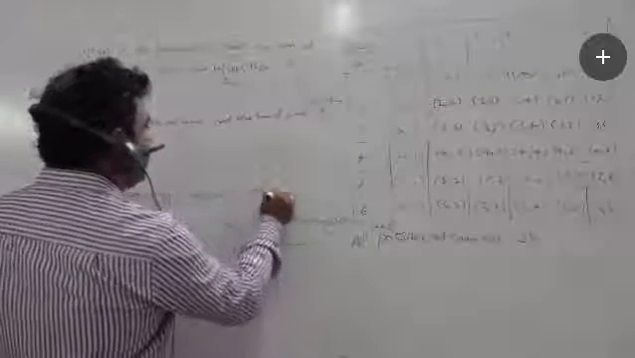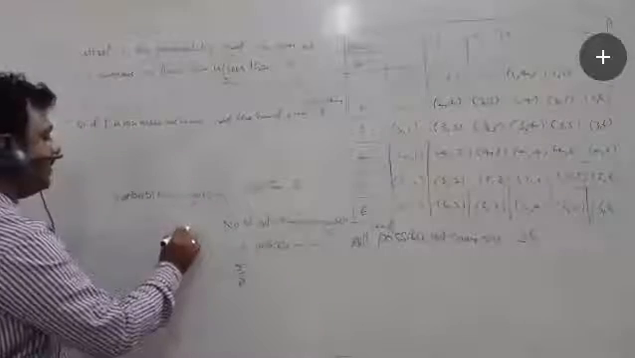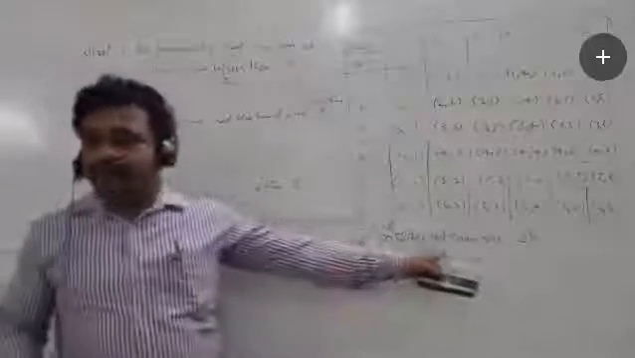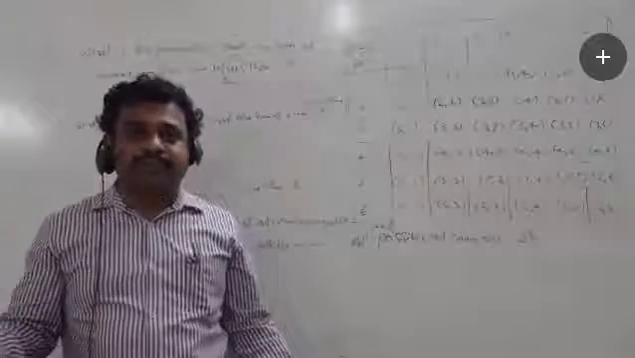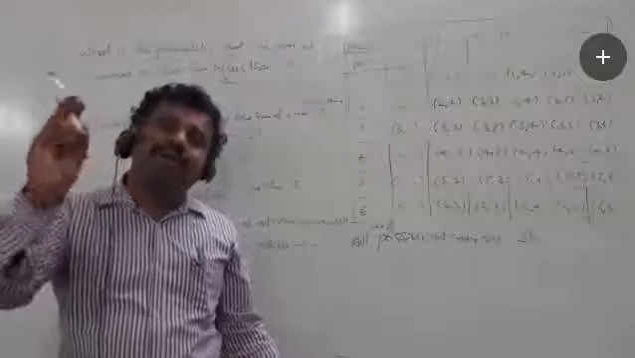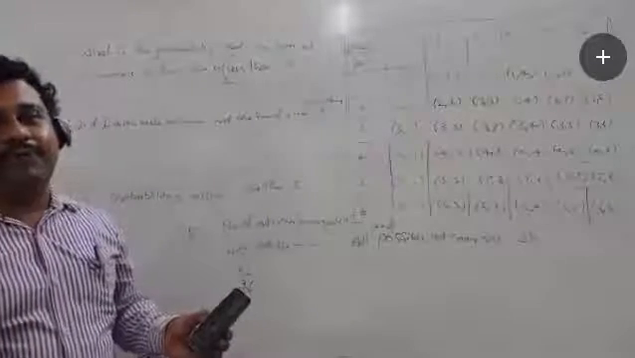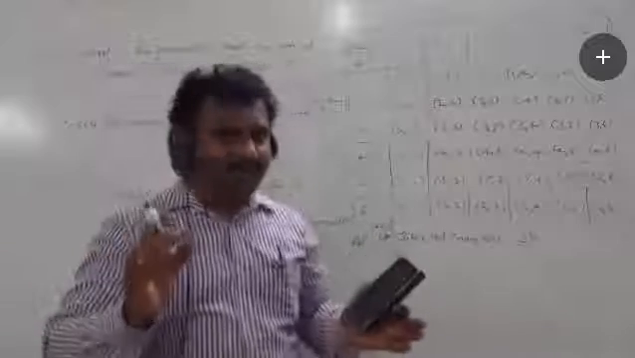So the probability of getting a sum less than 8, P of E, is equal to 21 by 36, the number of all possible outcomes. Students, don't forget the formula: the number of outcomes favorable to E by the number of all possible outcomes. That is the formula for probability.